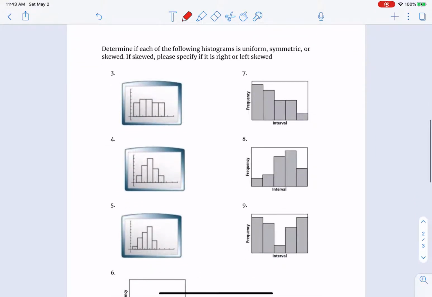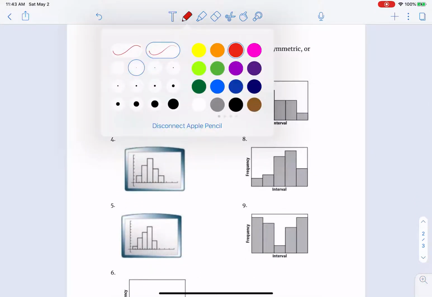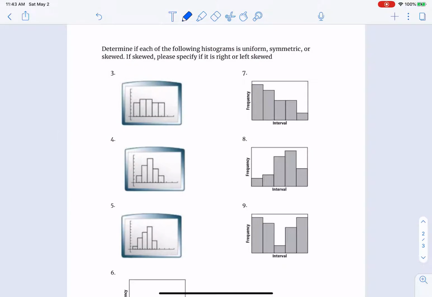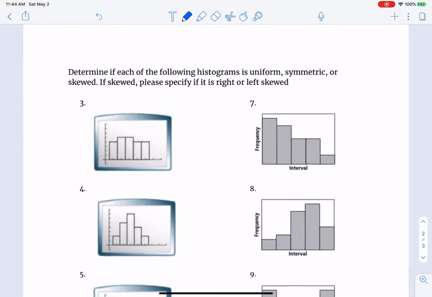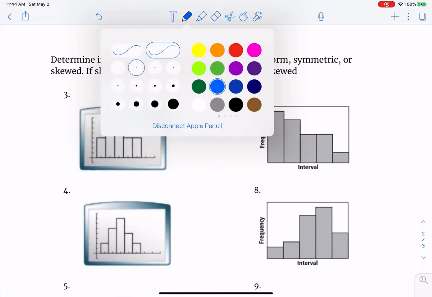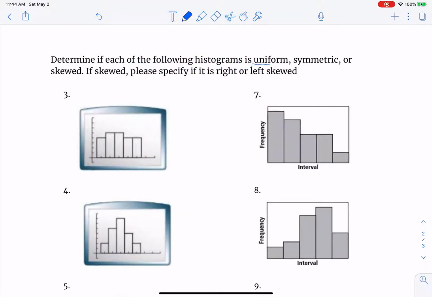All right, so now we get to the second page. Determine if each of the following histograms is uniform, symmetric, or skewed. If it's skewed, please specify if it is right or left skewed. So when a histogram is uniform, what that means is that all the frequency intervals are about the same length. So I'll draw a little example here.